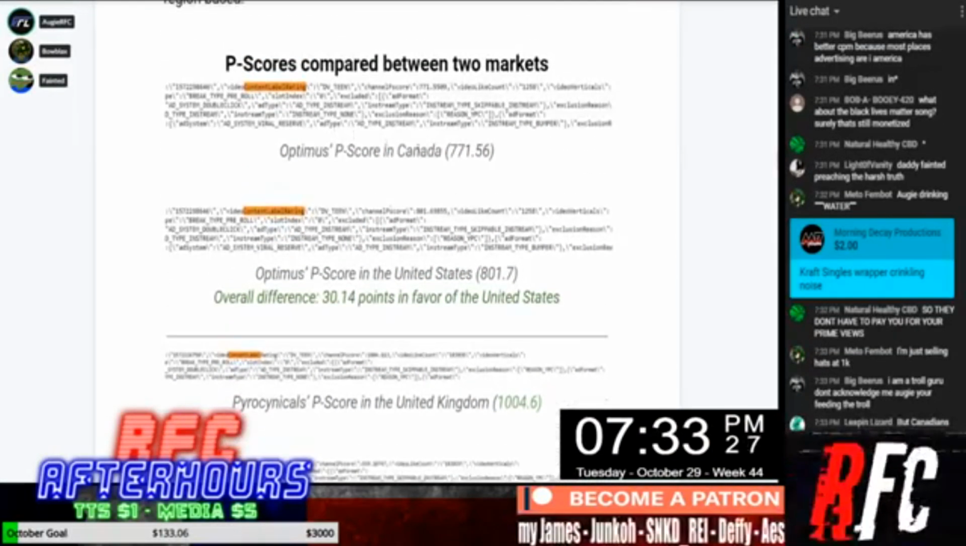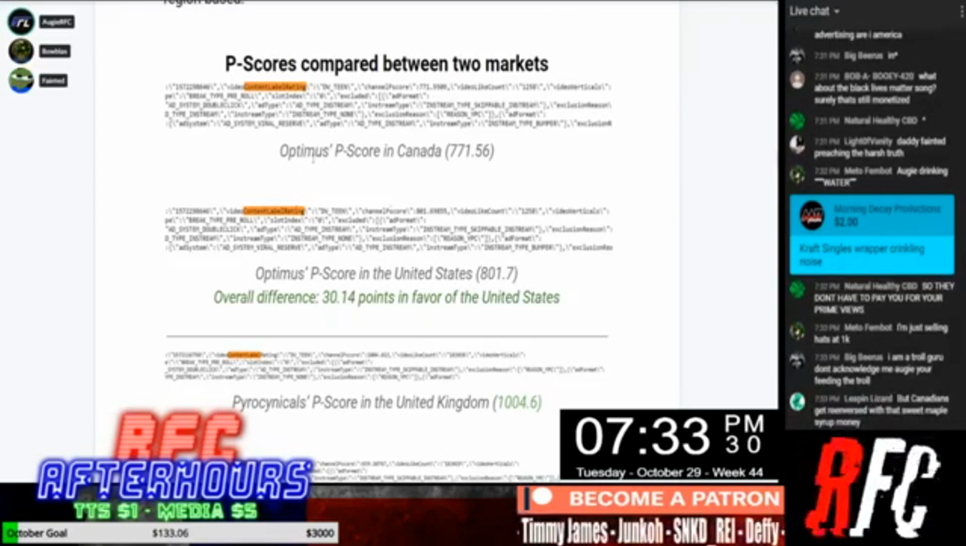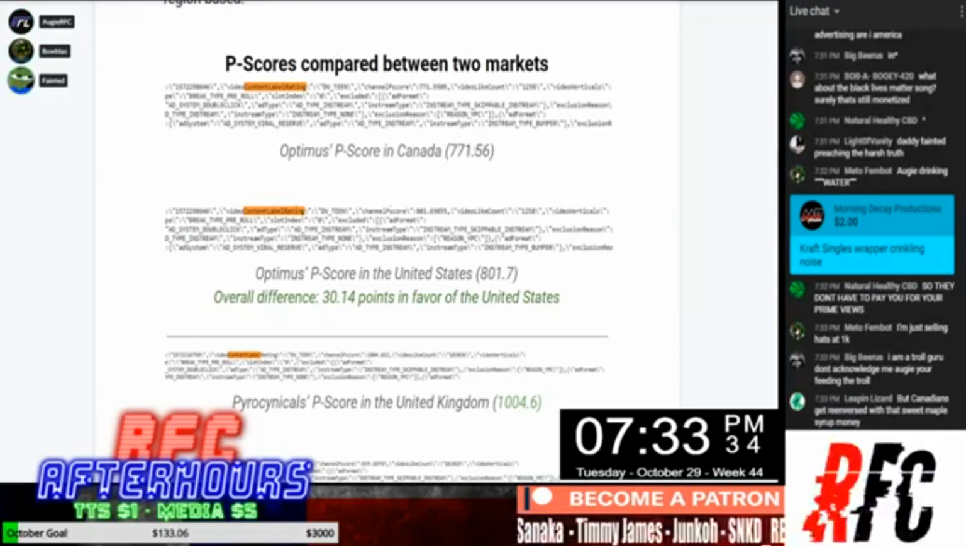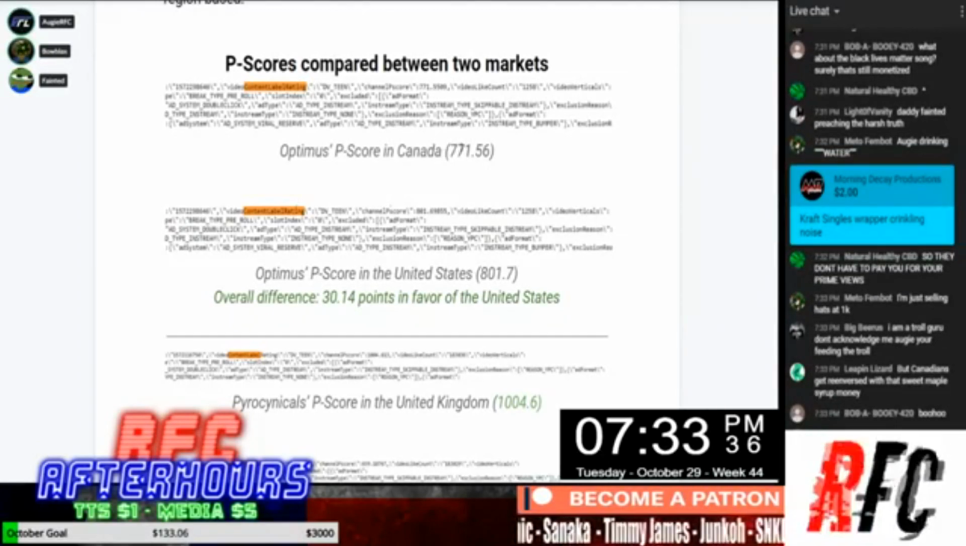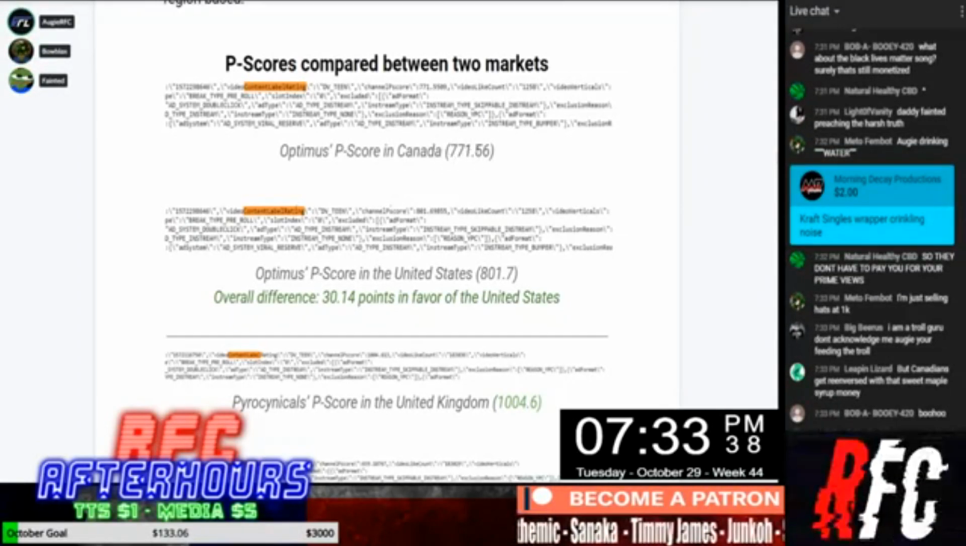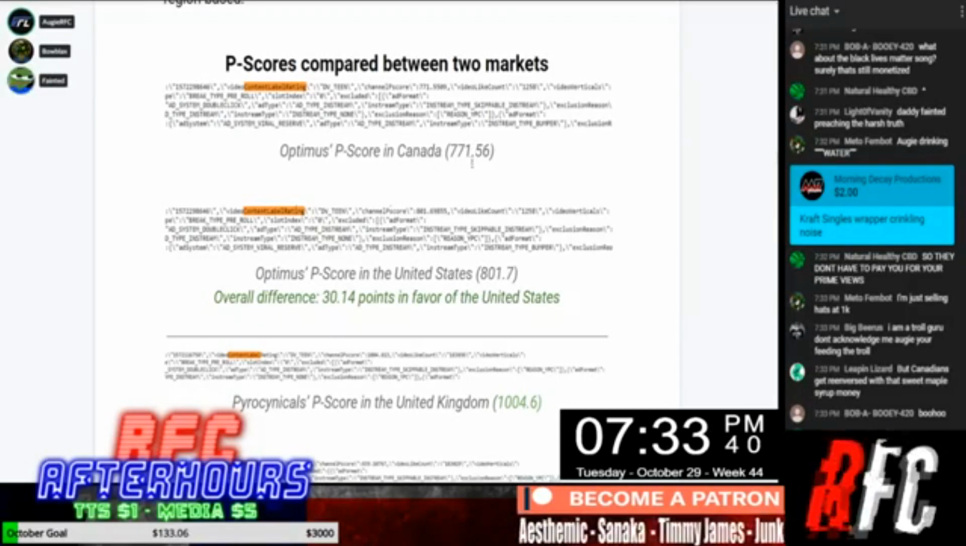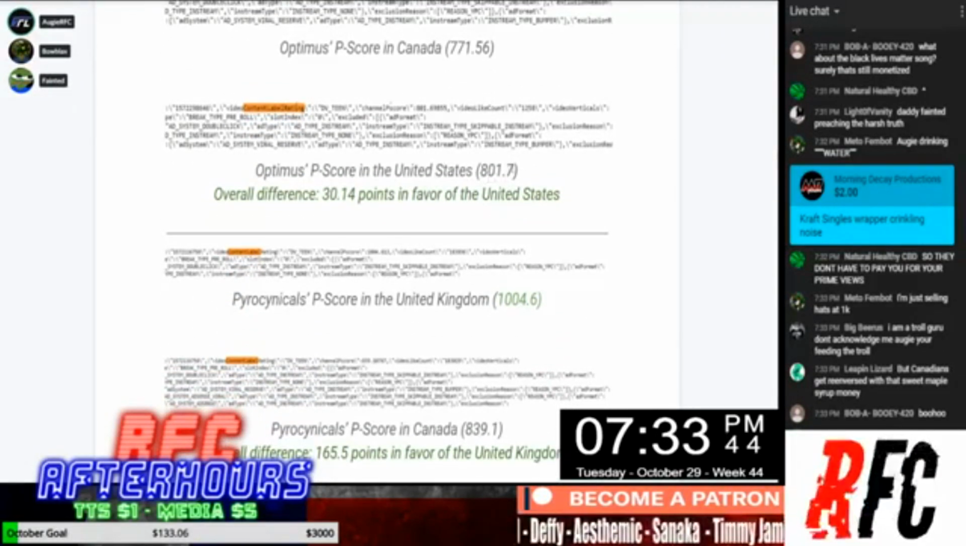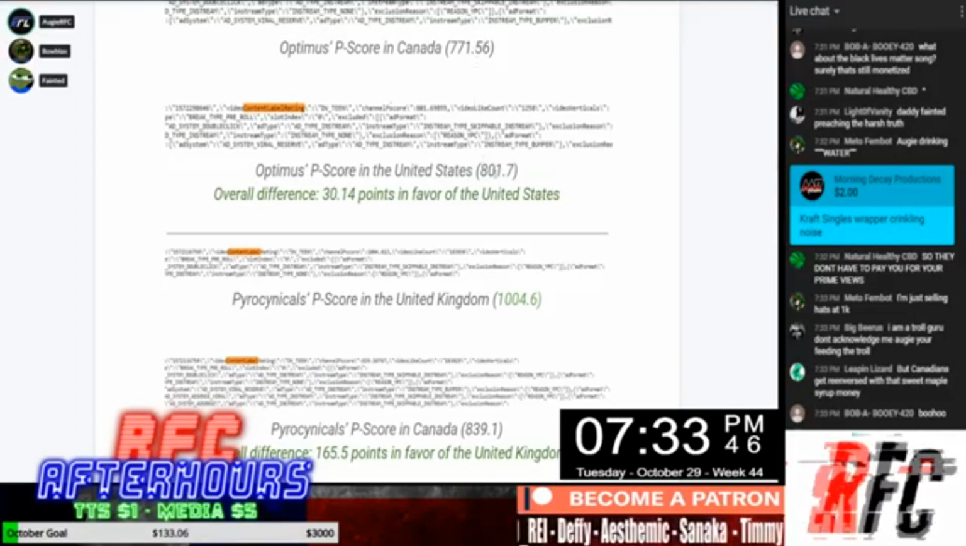P-scores between the two markets. Okay, so Optimus, who's a YouTuber with 400K. In Canada, his P-score is 771, and keep in mind, the higher the P-score, the better. In the United States, his P-score is 800. So there's about a 30-point difference right there.